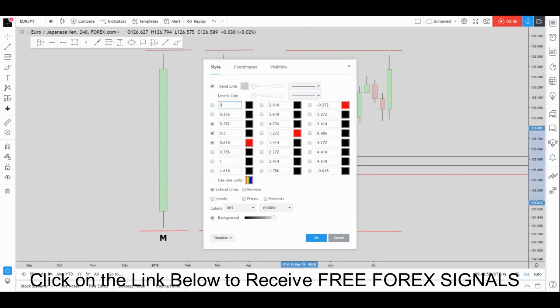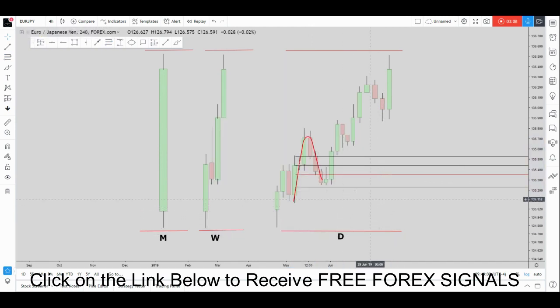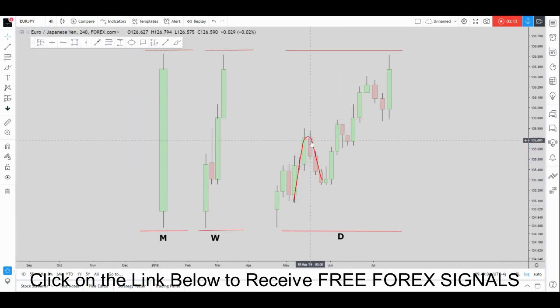I will bring back also the 78.6. So obviously the market is just inside a retracement of the bigger upper move, and it is just a matter of time before the next impulse to the upside begins.